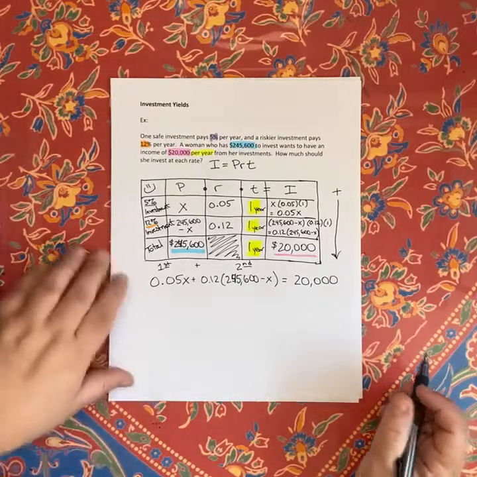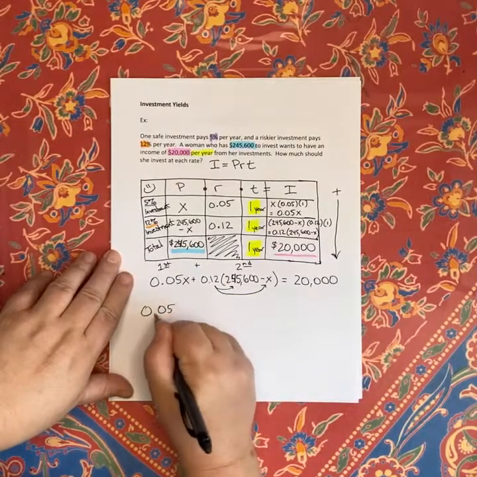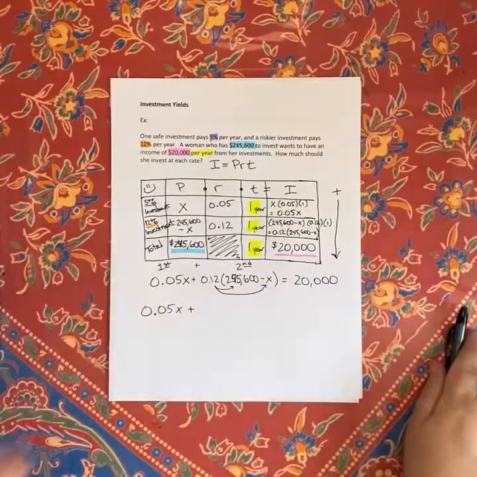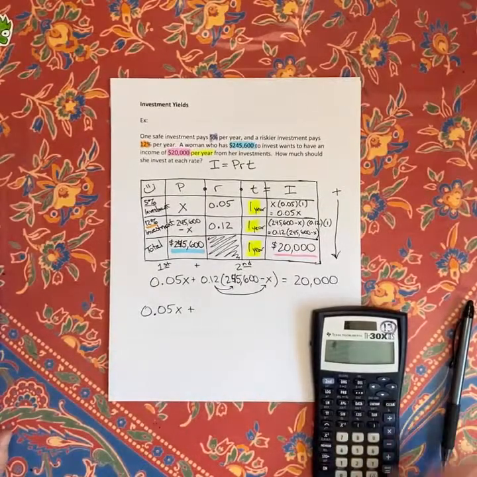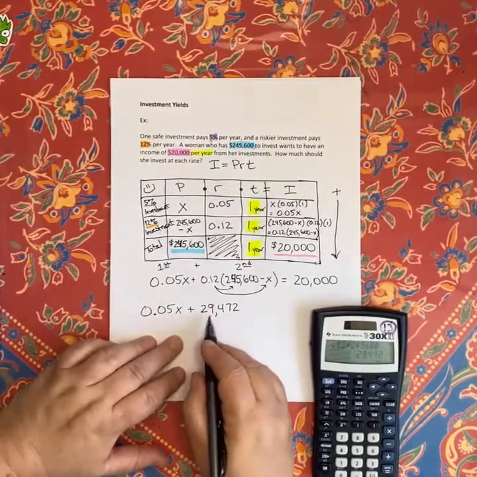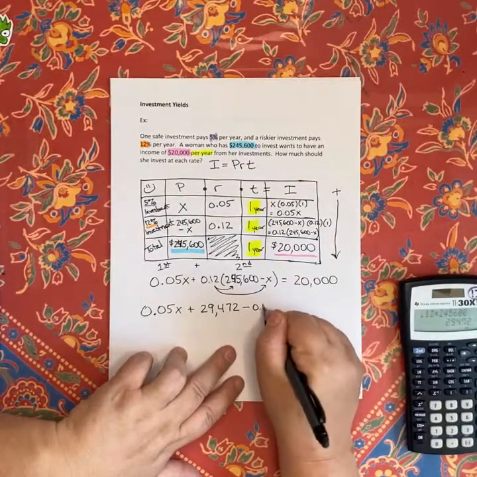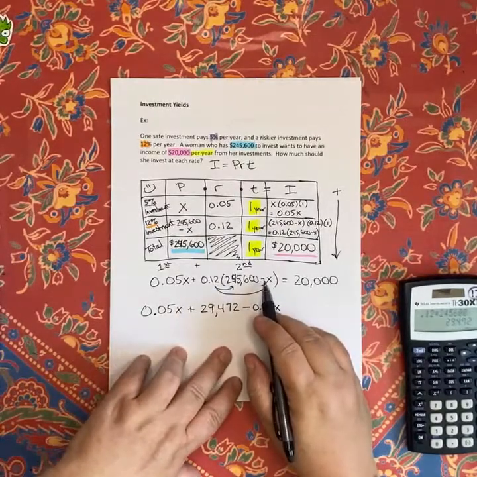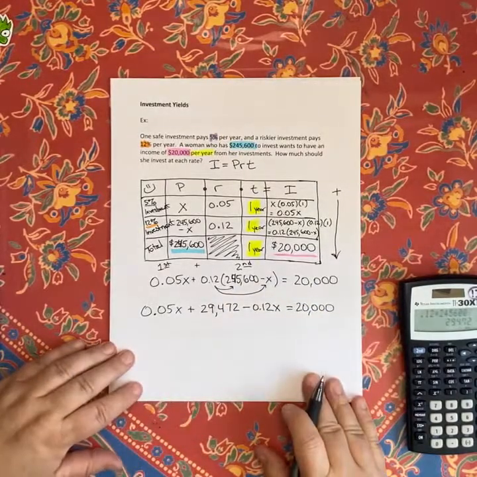Okay, so the first step is I have to multiply through. I'm going to leave the 0.05x, and then multiply this out, because I don't know how to do this in my head. So 0.12 times 245,600 is 29,472 minus 0.12x. And the reason it's a minus is because of that minus right there. And that equals $20,000. Okay, so far so good.